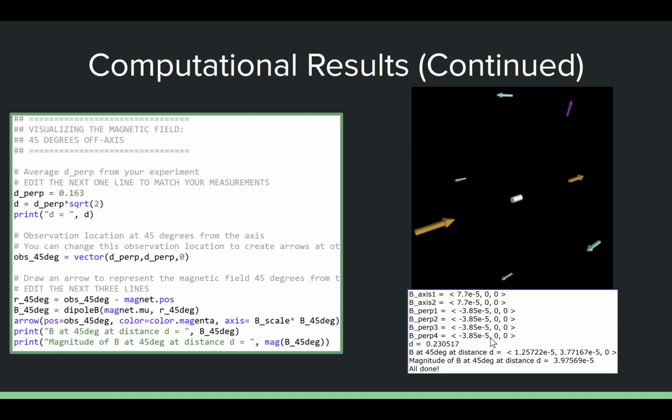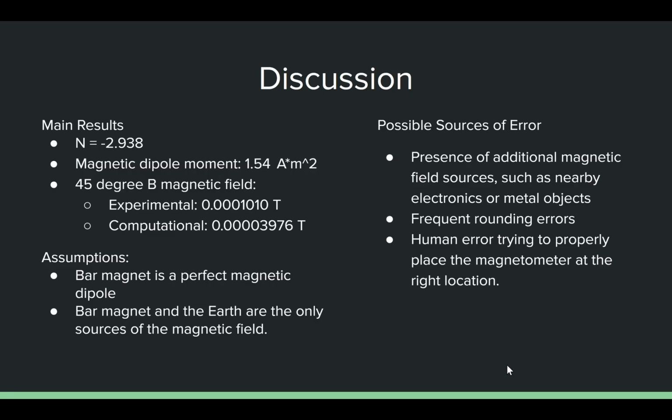The quantitative results can be seen on the bottom right. The experimental magnetic field for the 45 degree angle was 0.0001. The computational result was 0.00003976 Teslas. There's a slight difference, they're kind of similar, and this discrepancy can be attributed to some errors, such as the presence of additional magnetic field sources like nearby electronics, frequent rounding errors, and human errors in trying to properly place the magnetometer at the right location.